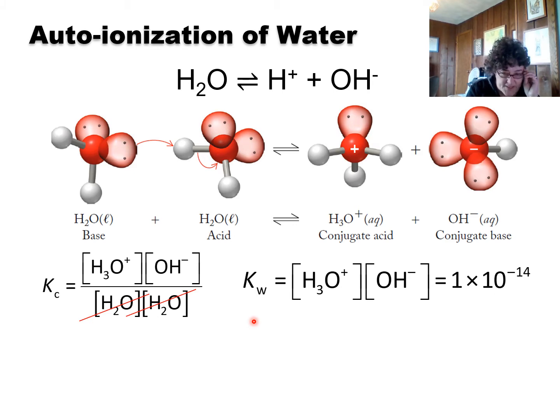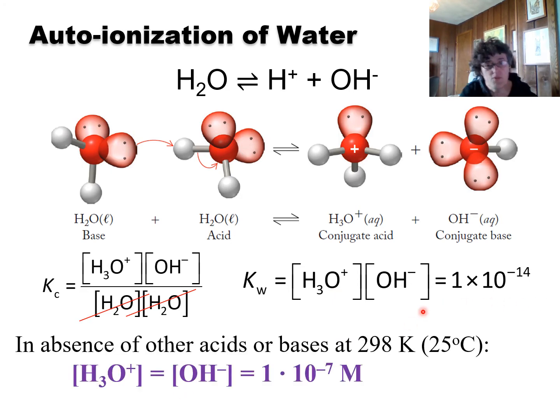Now, if the only thing I have in the solution is water, meaning pure distilled water without anything else, the only source of these two ions is the reaction. Every time I make an H3O plus, I'm also making an OH minus. So it's reasonable to assume that the amount of one is equal to the amount of the other. Therefore, the concentration of each of them is the square root of 10 to the minus 14, that is 10 to the minus 7, at least at room temperature, 25 Celsius, 298 Kelvin. If we change the temperature, things become more complicated, but we don't have to worry too much about that. That goes a little bit beyond the purpose of this class.